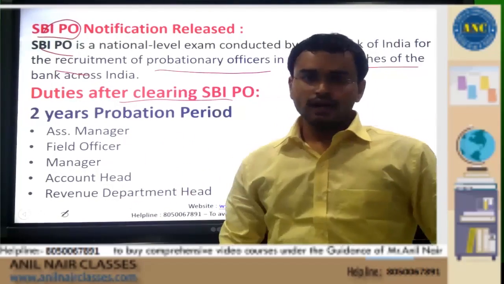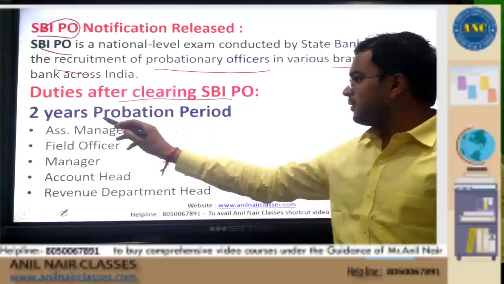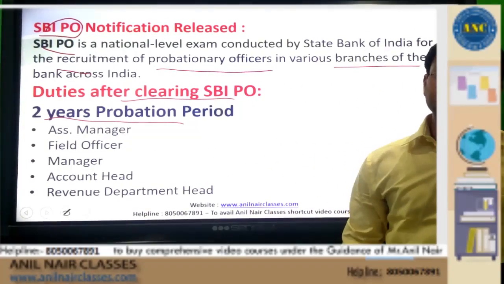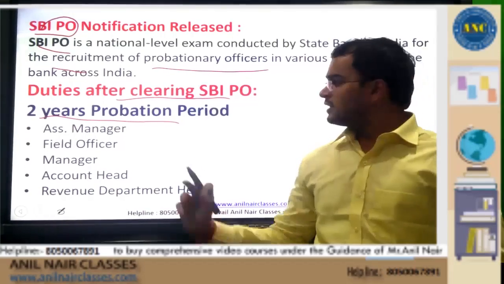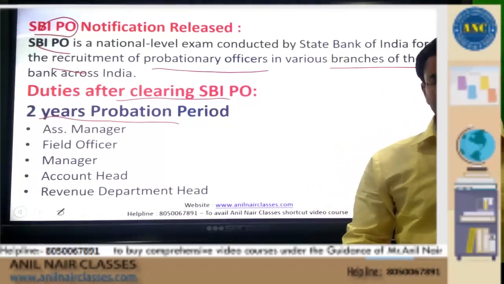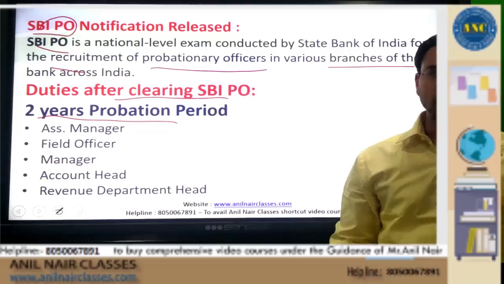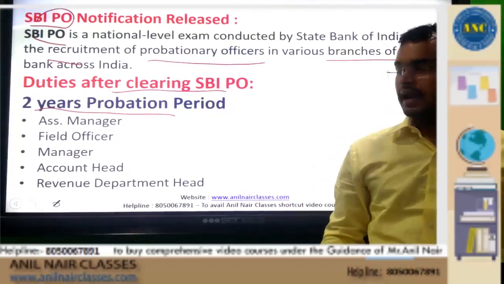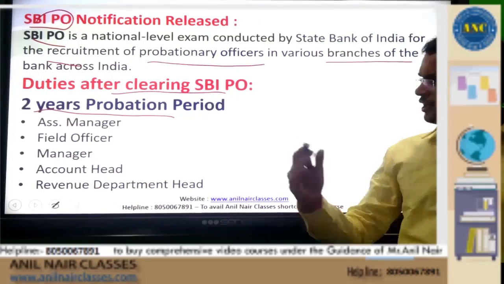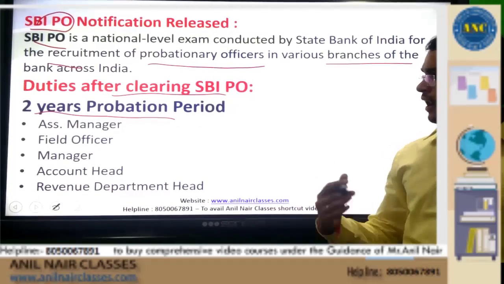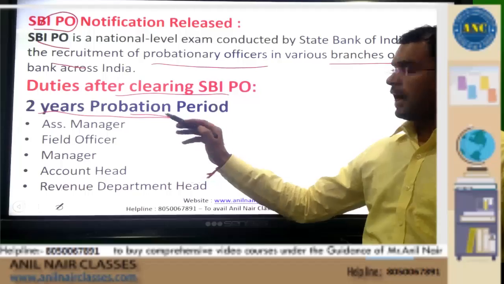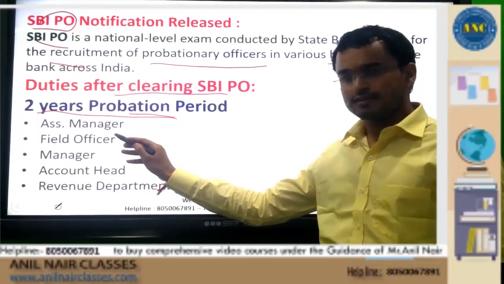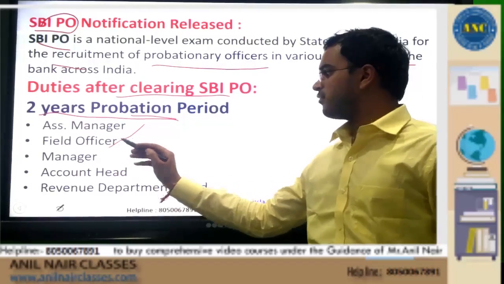After clearing this exam, you will be put on a probation period for 2 years. During this probation period, you will be trained in different departments of the bank. That is, you will be given hand to hold accounts. You'll be given hand to take care of loans. You'll be given responsibility as a relationship manager. You'll be trained in each and every field. And after the 2 years of probation period, based on your performance in training, you will be assigned either as assistant manager or as field officer.